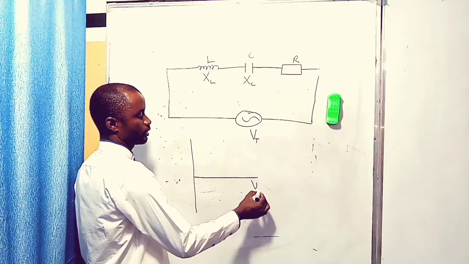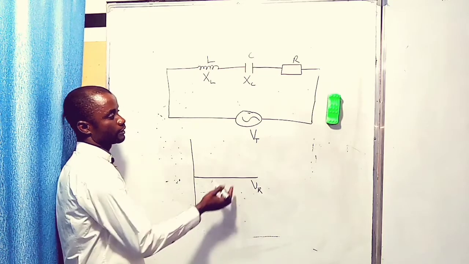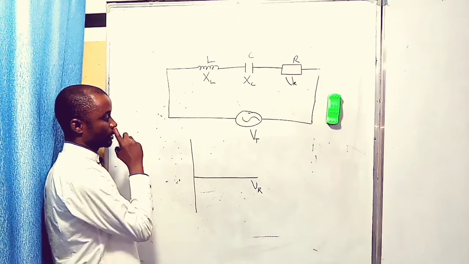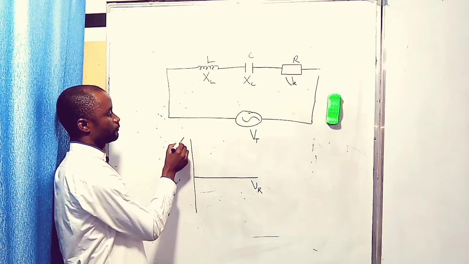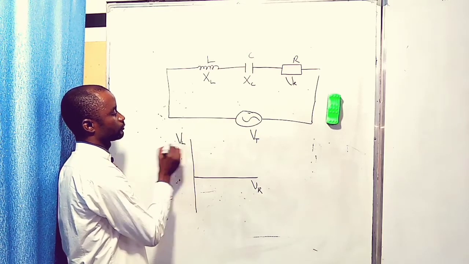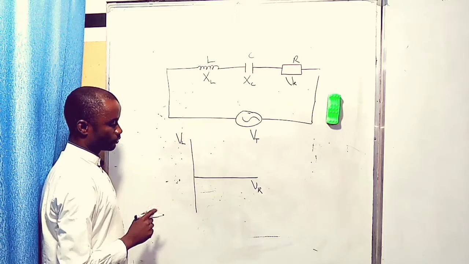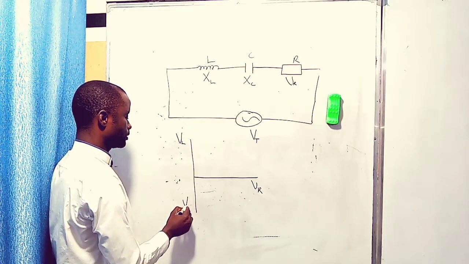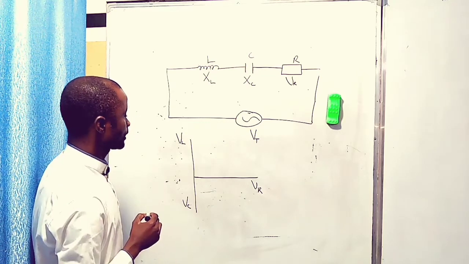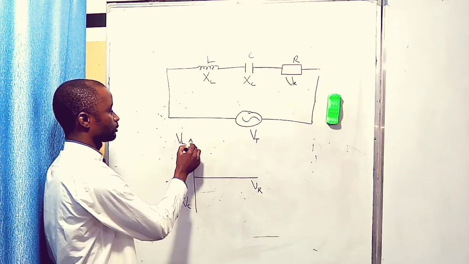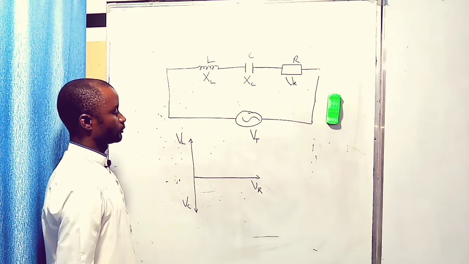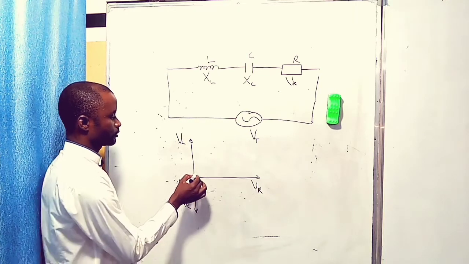This is VR, that is the voltage that flows on the resistor. And then we have VL that flows on the inductor, and here is VC on the capacitor. Now when you have this type of diagram, let's take the resultant in these directions.